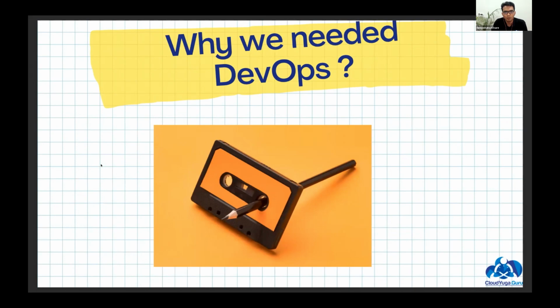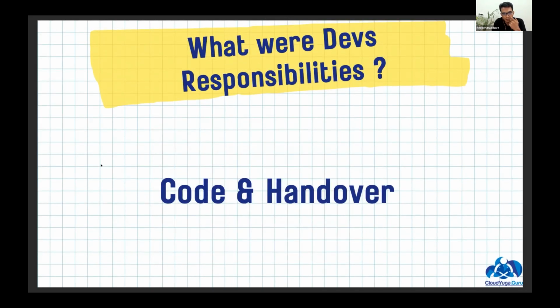Okay, so let's rewind a bit and look at why we created DevOps. We have to understand that, and then we'll see the next things as we continue. So if we go back to before 2000, and of course somewhere around 2000 as well, when people used to code, the developer would just code and hand over.